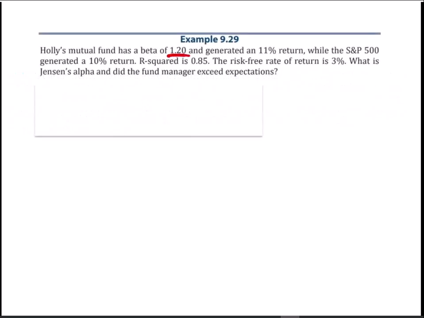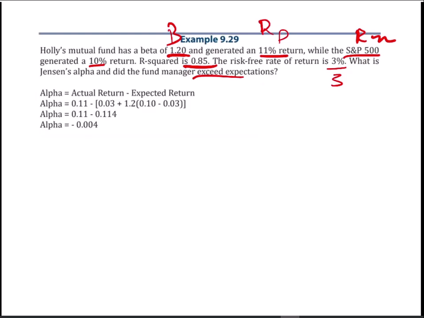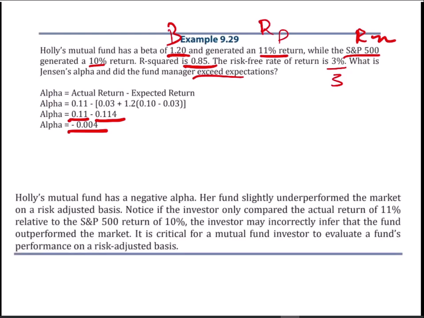So if Holly had a beta of 1.2, 11% return is what she made. The S&P 500, that's the return on the market. There's the beta. There's the return on the portfolio. The risk-free rate is 3%. This R squared is meaningless, doesn't matter. Okay, so the return on the market was 10. Did she exceed expectations? She was expected to make 11.4. She only made 11. So she was actually underperforming since that was a negative number. So not good. That's what that information tells you there.